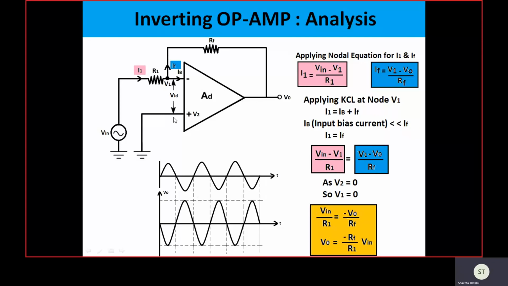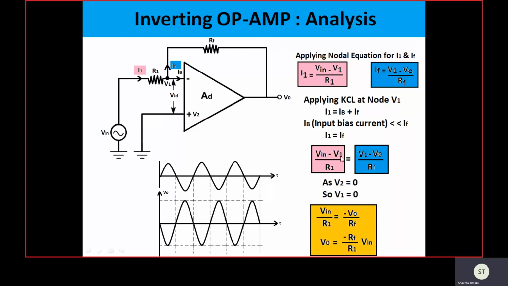Now as V2 is 0, V1 is also 0. This is the concept of virtual ground, and that is the second golden rule we are applying here. So because of the concept of virtual ground, we can put the value of V1 here as 0, and here also V1 we are putting as 0.